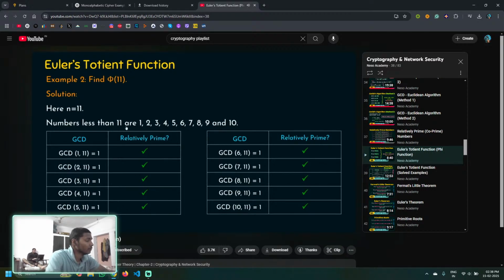So how many numbers are relatively prime to 11? So 1, 2, 3, 4, 5, 6, 7, 8, 9, 10. So there are 10 numbers that are relatively prime to 11. So it's clear that the answer for this question is phi of 11 is equal to 10. Now let's see the last example.